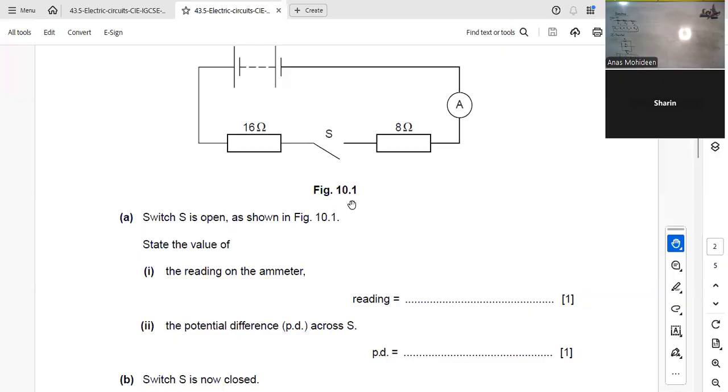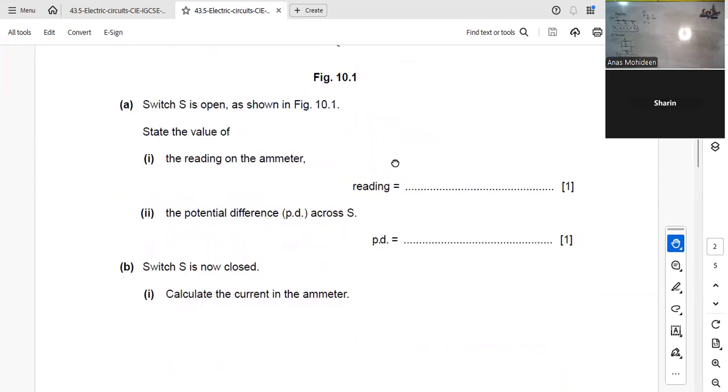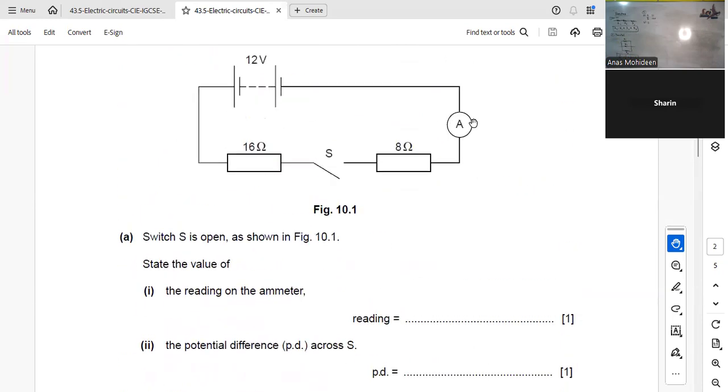So in this question you can see, it says now the switch is closed. So let me write the answers there. The question A1, we took 0, A2, we took 12 volts. Now B1. Question says it is closed now, it is connected now. Calculate the current in the ammeter. Find out the ammeter reading.